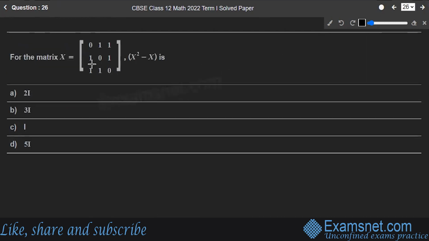Next is question number 26. Now, this is a matrix problem. For the matrix X given by this, what is the value for x square minus x? Very easy question actually. You have x as 0, 1, 1, 1, 0, 1, 1, 1, 0.